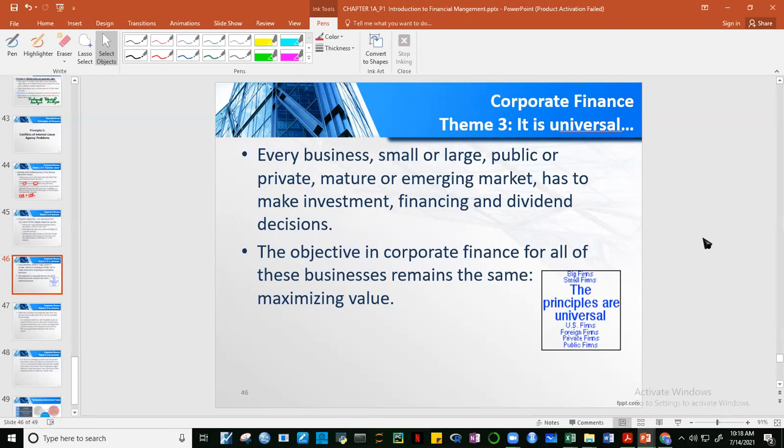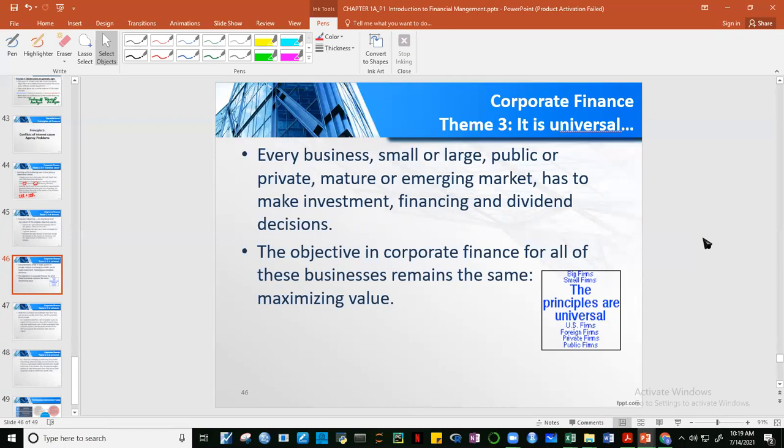Kahit nasa anong bansa ka, kahit nasa anong industriya ka, kahit na bago ka lang, kahit na matagal ka na dun sa industry, no? Kahit na public company ka, ibig sabihin ng public, guys, listed ka sa stock exchange, private, hindi ka listed sa stock exchange. Small company, large company, you name it, guys, corporate finance principles follow. Okay? And the objective in corporate finance remains the same, to maximize shareholder value.